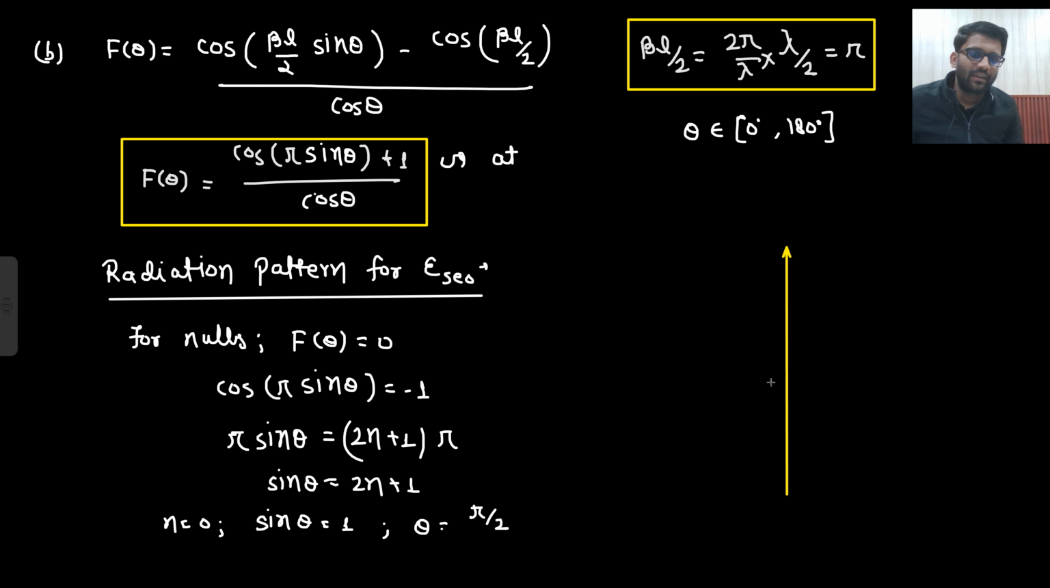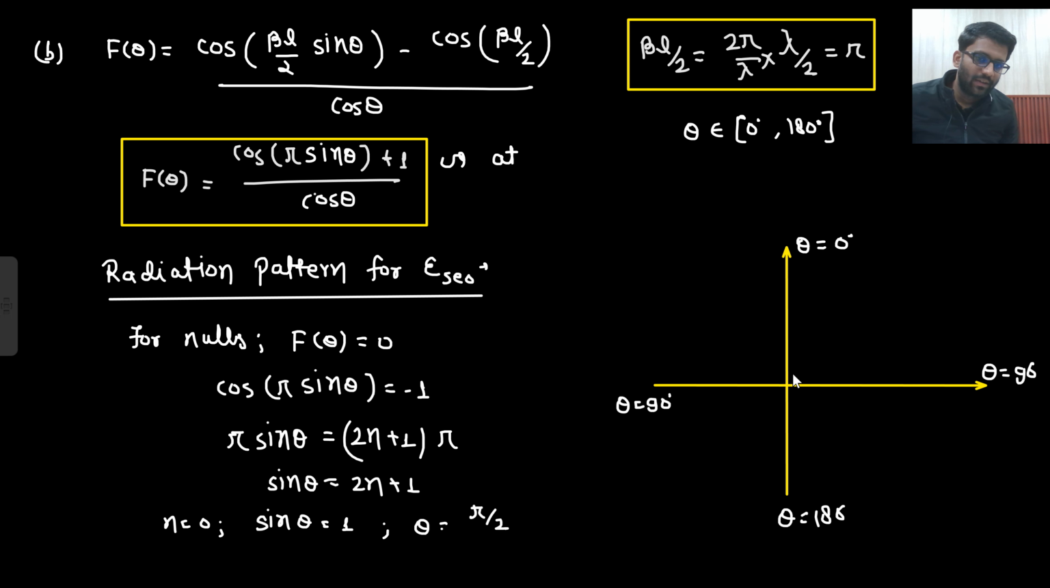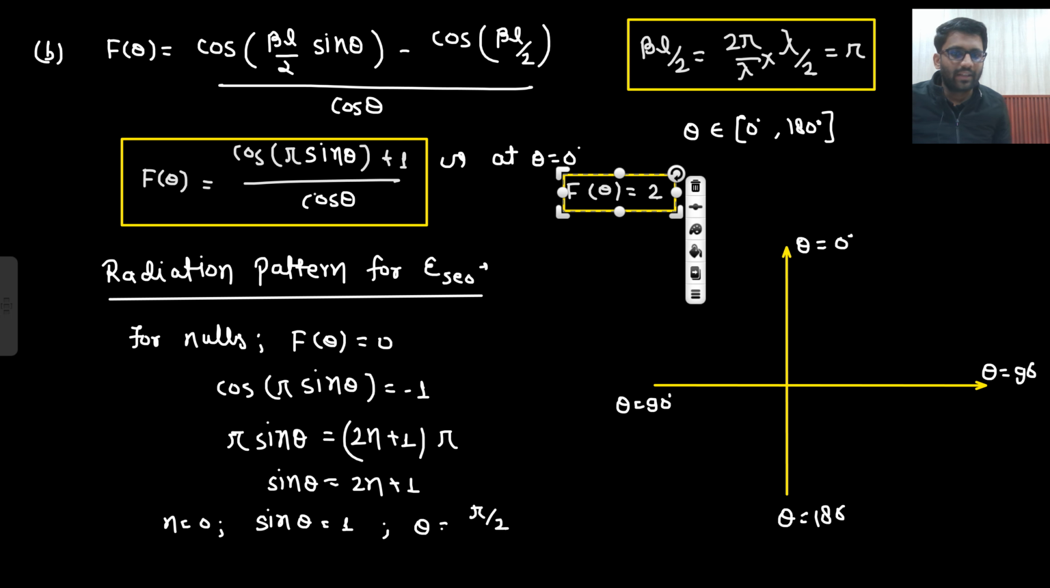So now I can make the radiation pattern. Here what is the value of theta? That is 0 degree. Here 90 degree. Here 180 degree, and here it is again 90 degree. So let's check out the value at theta equals to 0 degree. What f theta are you getting? At theta equals to 0 degree, sine 0 is 0, cos 0 is 1, 1 plus 1 is 2, cos 0 is 1. So what you are getting? 2. Same you are getting at 180 degree as well.